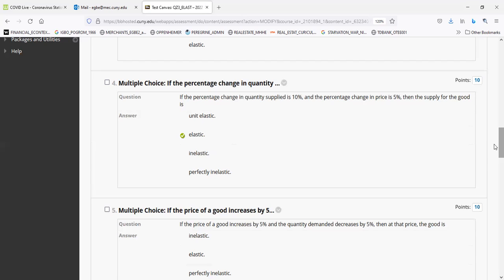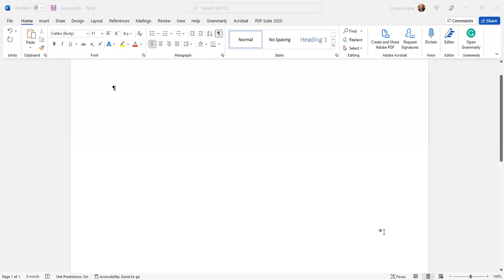I'm going to stop sharing and look at an example. So I'm going to pull up a blank screen and we solve through an example. All right, so are you seeing my blank screen? Yeah. Okay.